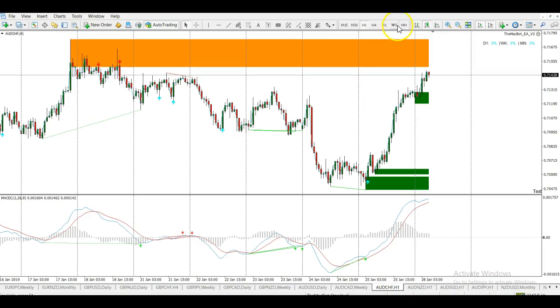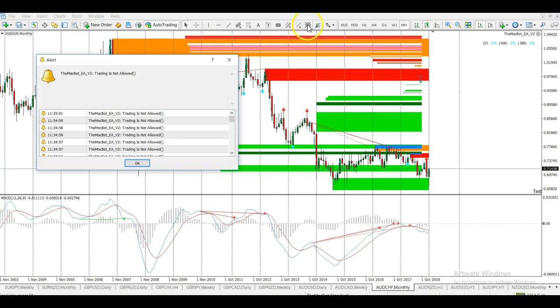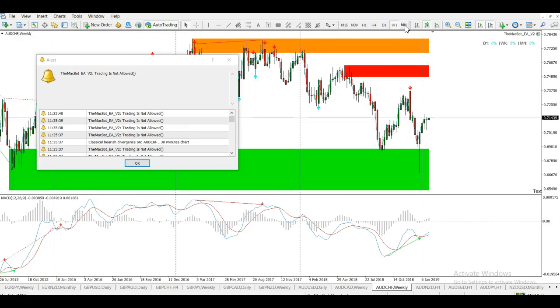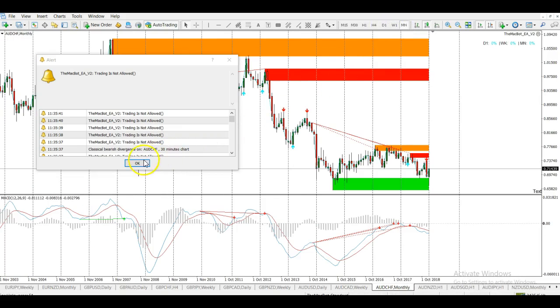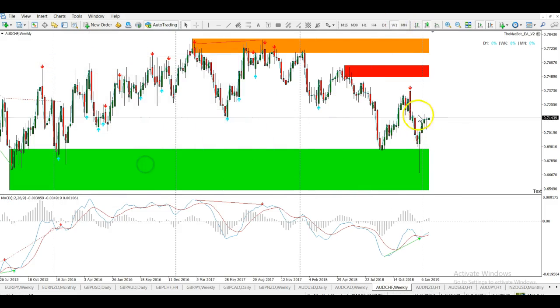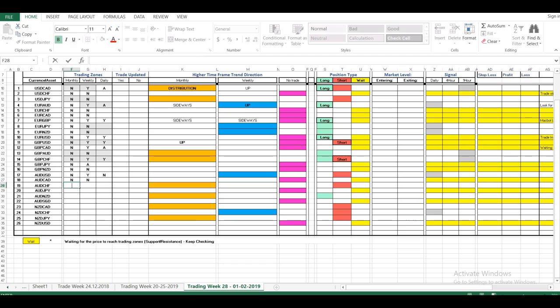Aussie Swiss franc. No. No, this one happened last week. It's already sold from this area. Popped back up, so it's like it's testing higher, so towards this weekly area here. So that's 2 no's.